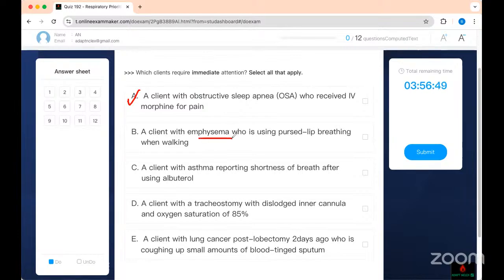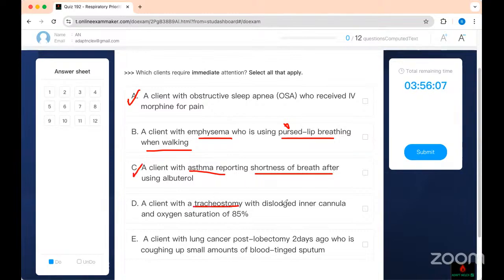A client with emphysema using pursed-lip breathing when walking. This is a compensatory mechanism for emphysema. It allows them to prevent air trapping. You see, I use content for questions and questions to show content. The reason for pursed-lip breathing is to prevent air trapping. It's not a problem. A client with asthma reporting shortness of breath after using albuterol. If I use albuterol, I should not have shortness of breath; I should get better. I may still wheeze, that's okay. But if I have shortness of breath, I'm not responding to the treatment. I should worry about this guy.